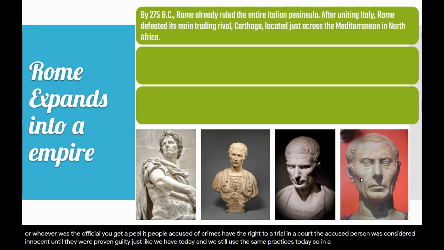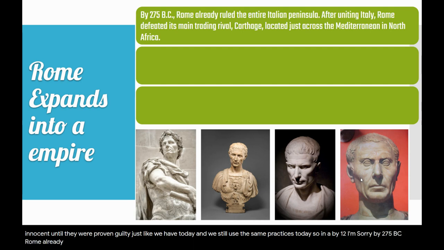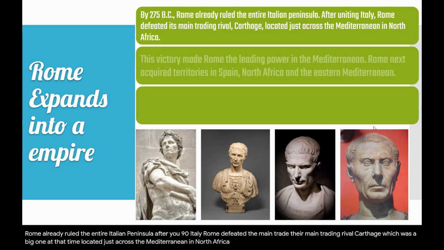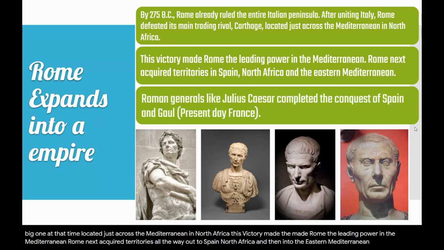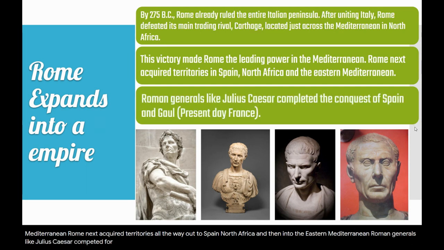So by 275 BC, Rome already ruled the entire Italian peninsula. After uniting Italy, Rome defeated their main trading rival, Carthage, which was a big one at that time, located just across the Mediterranean in North Africa. This victory made Rome the leading power of the Mediterranean. Rome next acquired territories all the way out to Spain, North Africa, and then into the eastern Mediterranean. Roman generals like Julius Caesar competed for conquest of Spain and Gaul, which is France today.